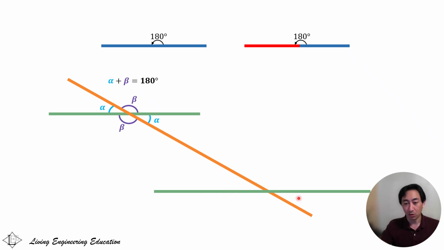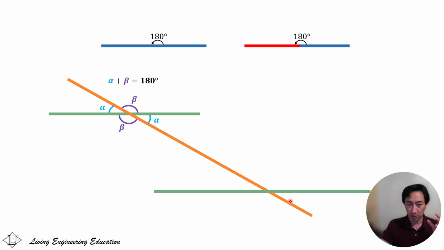Now, if I have parallel lines intersected by a third line, this orange line, then I can define the relationship between all the angles that are created. So we said earlier that when I have two lines intersecting, this top green line and this orange line here, I get four angles created. Essentially we get the same four angles created here. So we have 8 angles total when I have two parallel lines intersecting with a third line.